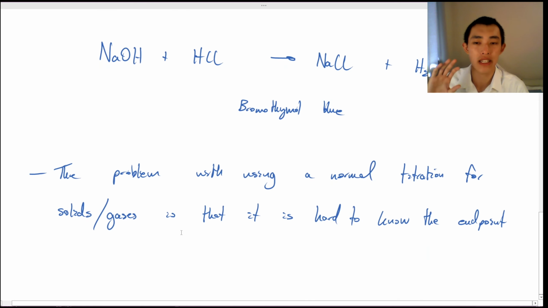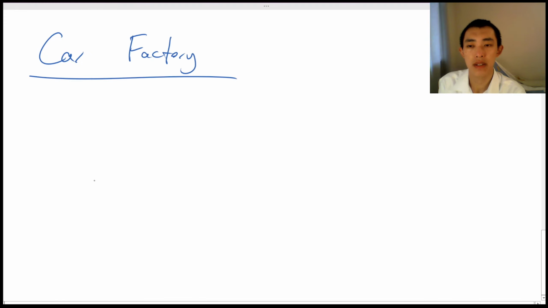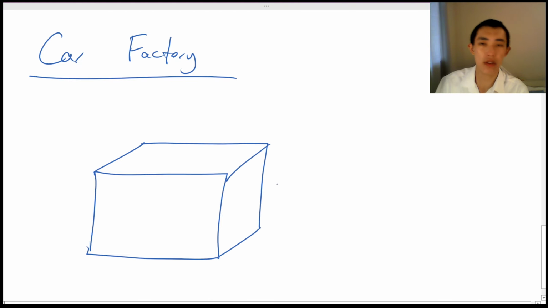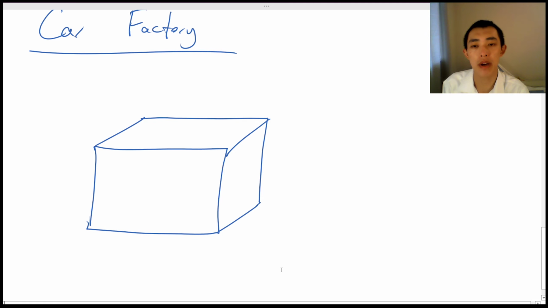Now, I think that this is easiest to understand using an analogy, okay? So let's say that you are at a car factory, right? And one day, some weird aliens come along and they deliver you, nice aliens, a big black box. You can't open it, you can't drill into it, it's made of super hard alien technology.